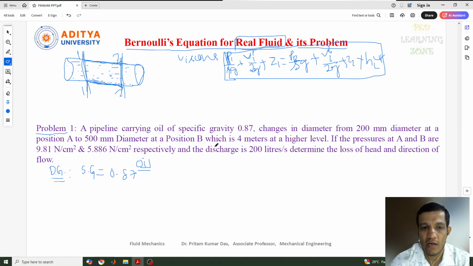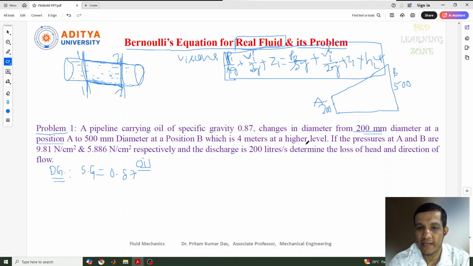That means the pipe which is carrying this oil has a divergent shape. Here the diameter is 200 millimeter at position A, and at the other end, at B point, it is 500 millimeter diameter at position B, which is 4 meters at a higher level.